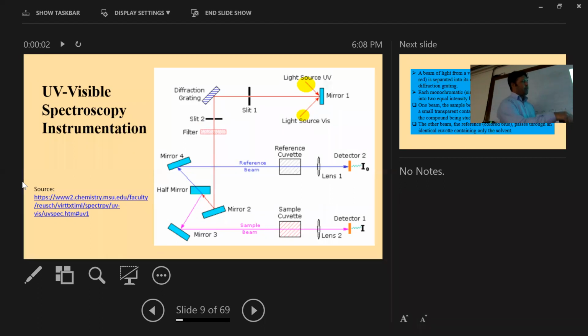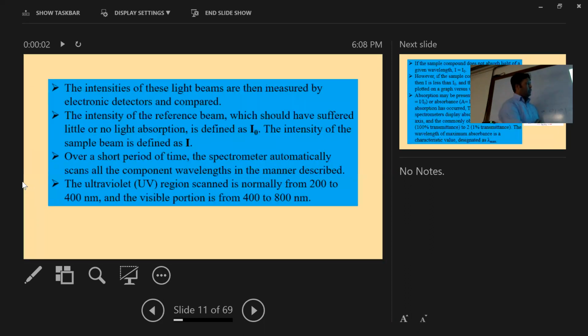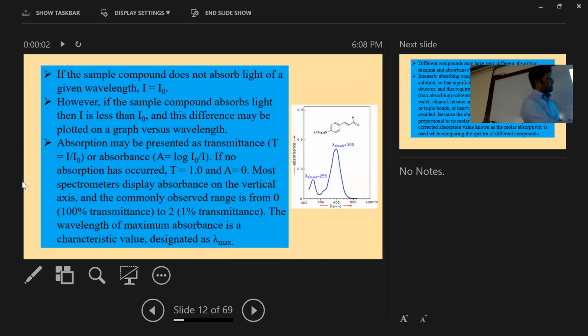So if you have a molecule which can absorb the light, you change the wavelength from here and pass all the wavelengths through this, and depending on the property of this molecule, it will absorb some of the light and not absorb some of the light. So you will get something like this. We are changing the wavelength from 200 to 800 nanometer, but we can have an even longer range.